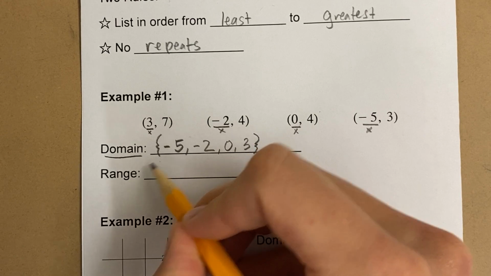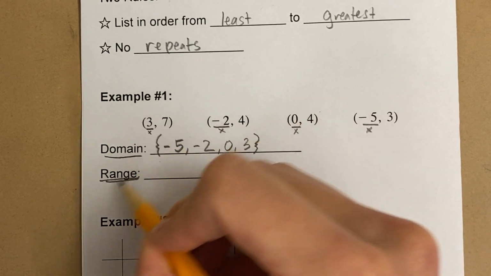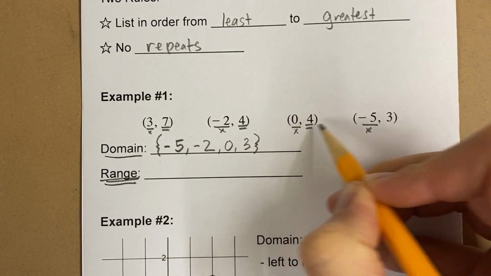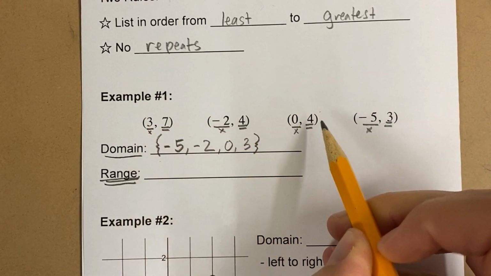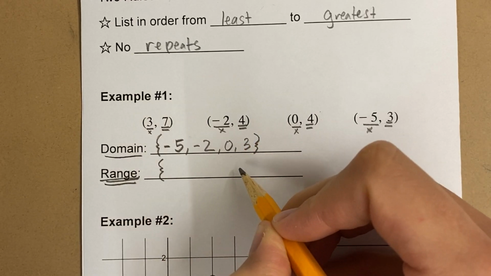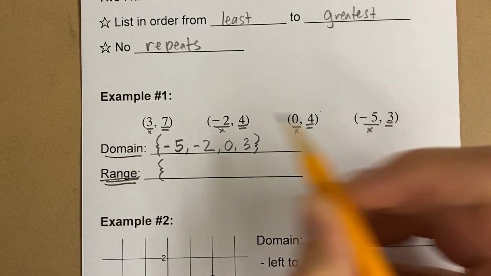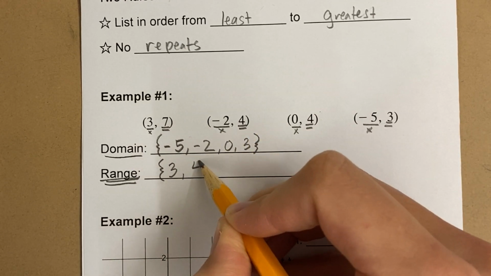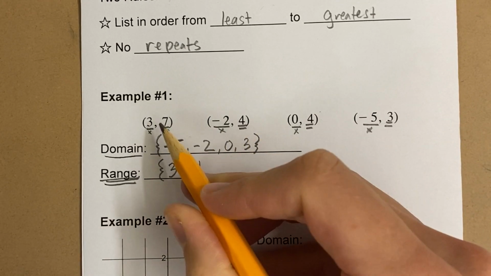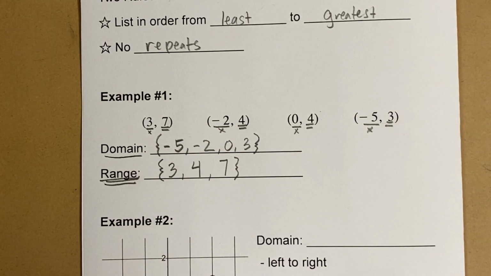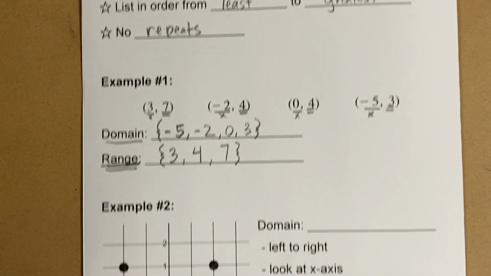Let's do the range. The range, I'm going to double underline this one, is these guys. So it's 7, 4, 4, and 3. I'm going to list them in order from least to greatest with no repeats. So funny little brackets. My least number is 3. I also have a 4. I have 2 of them, but I don't list repeats, so I'm just going to list it once. And I have a 7. And I close my funny little pointy brackets. Okay, so that's it. That's domain and range.